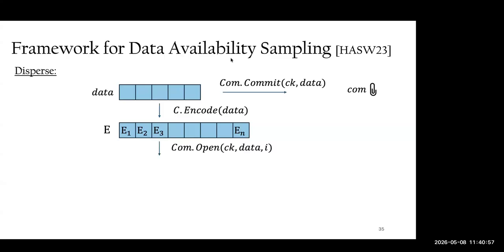Then one more thing it will do is compute opening proofs for every position of your encoding. So we'll get proof pi1 for opening E1, proof pi2 for opening E2, and so on. And then storage node 1 will store the symbol E1, so the first symbol of your encoding, plus the opening proof pi1 for that symbol. Similarly, node 2 will store E2 and pi2, and all the way till N.